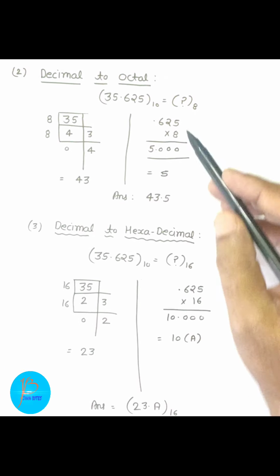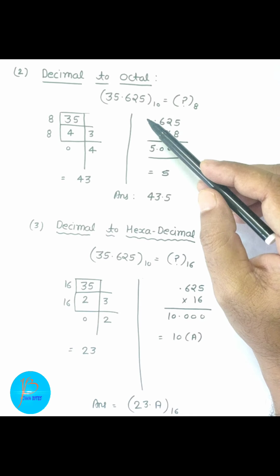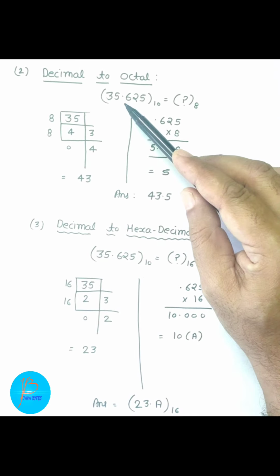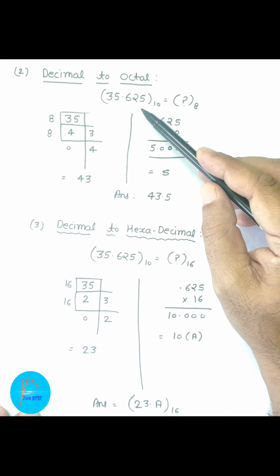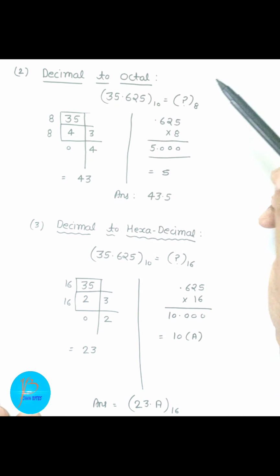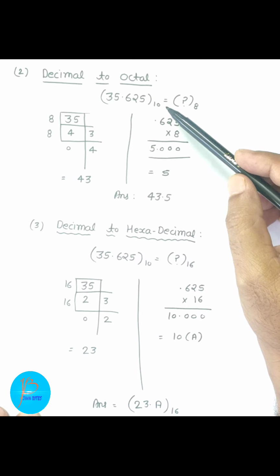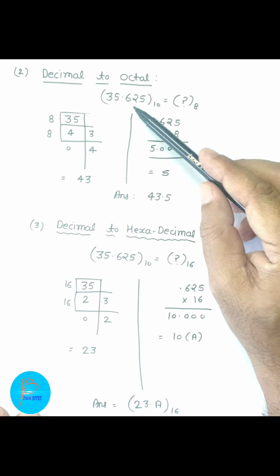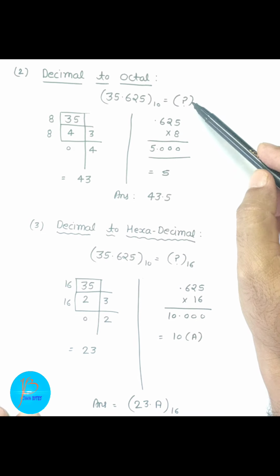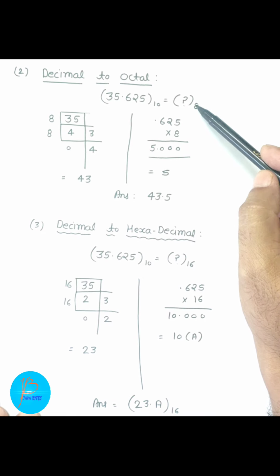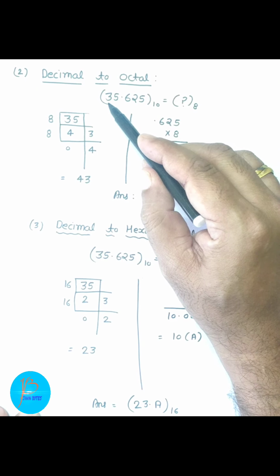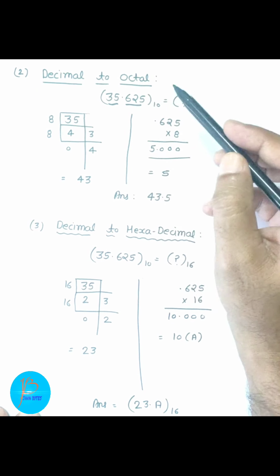For this purpose again I have taken one example. You can look here, the number given is 35.625 on the base of 10, the same number I chose in the previous example. Now we have to find its octal equivalent. So you know that again the number will be divided into two separate parts, integer and fractional.